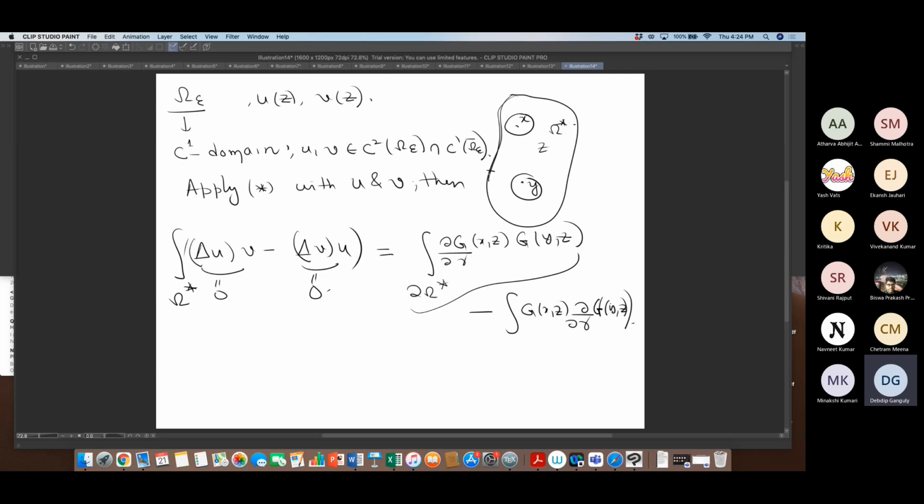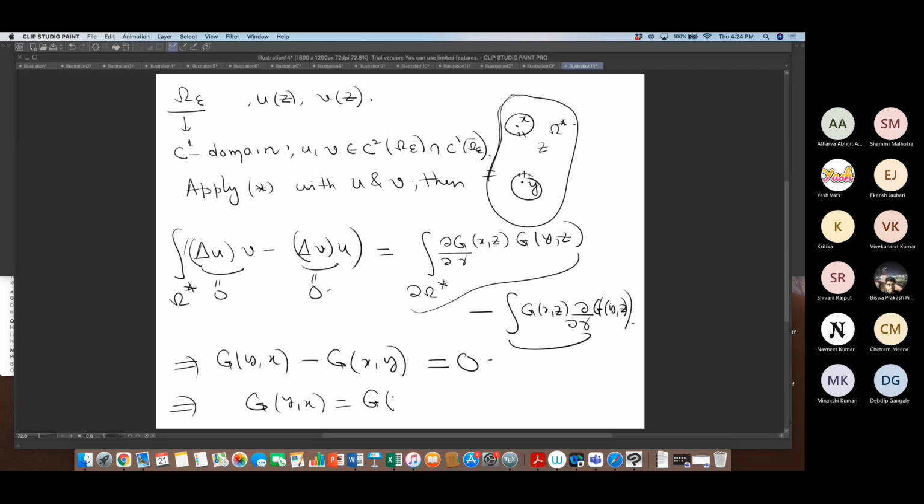So this is the boundary, this is the boundary, this is the boundary. You write down again as epsilon tending to 0. What will you get if you write down properly? You will get something from here, G of y,x. From here you will get G of x,y equal to 0. And this implies, by the same formula again, that G of y,x equals G of x,y. Clear? This is symmetric. You prove the symmetry of the Green function.